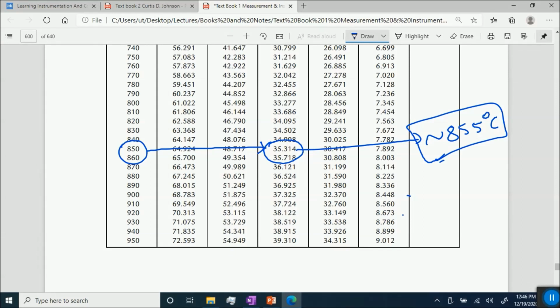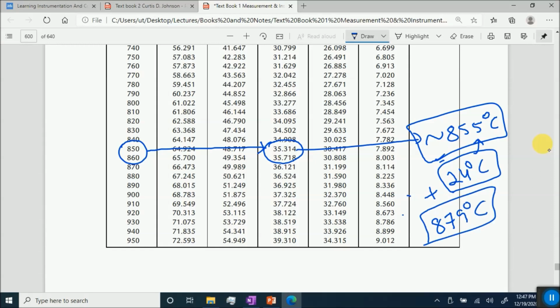Now there is a trick. Your slope was already shifted down. This 35.5 millivolts is now being produced by the sensor, and we are measuring it, but our reference is now at 24 degrees Celsius. So this means that our slope was already shifted down. So this 24 has to be added to this temperature, to find out which temperature is producing this 35.5 millivolts, and that would be 879 degrees Celsius. How and why?